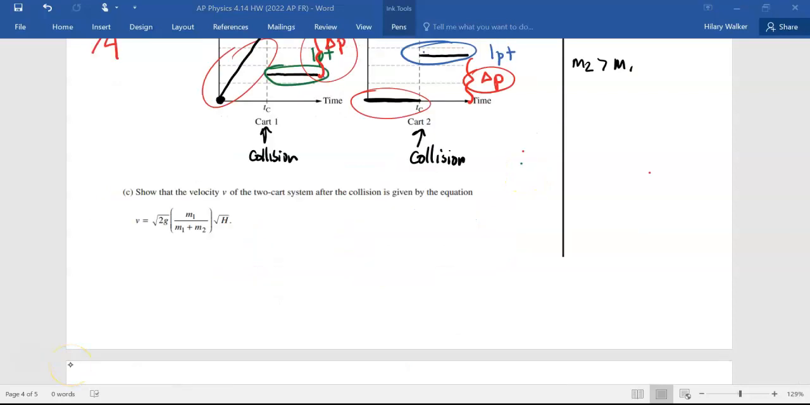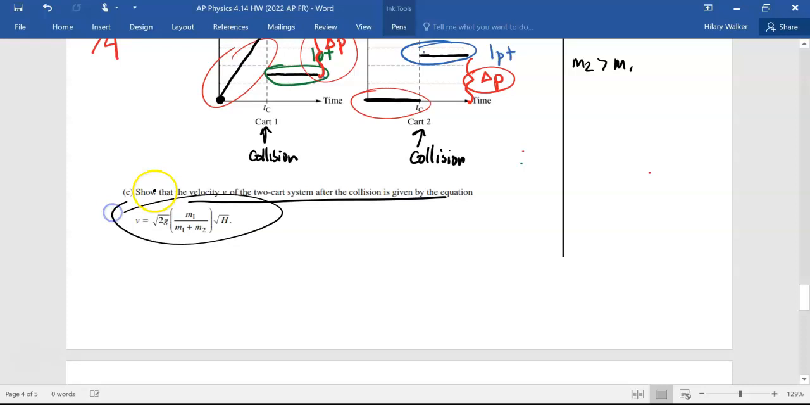Okay, so our last little part of this problem, we want to find the velocity of the 2-cart system after the collision and prove that it is equal to this little nifty equation right here. Anytime there is a collision, we need to use momentum conservation. So let's go ahead and look at the collision part. And again, for the collision part, we need to isolate it like right before the collision and right after. So the initial momentum equals the final momentum.